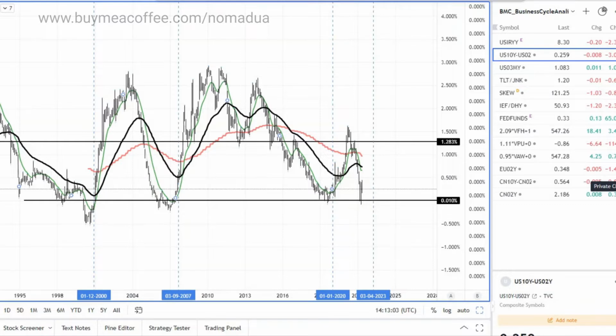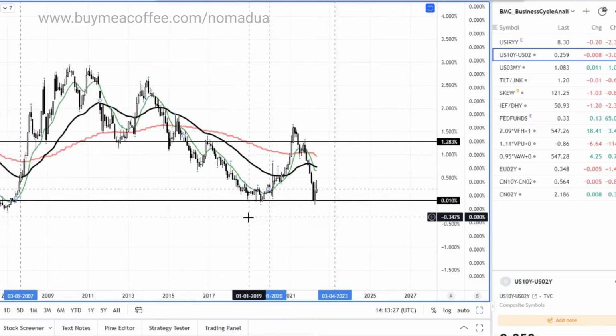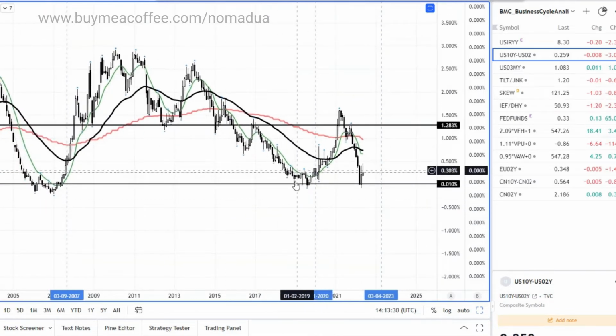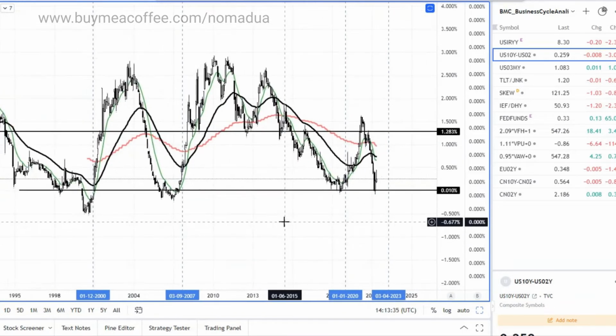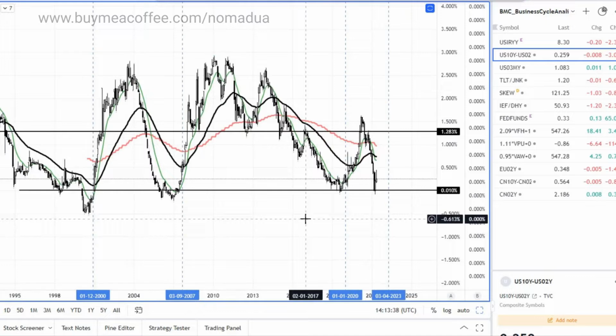Let's take a look at the yield curve. The yield curve is the difference between long-term treasury bonds and short-term treasury bonds. If the yield curve is flattening, so the difference is near zero or below, like here, we have a flattening curve state. That means that soon we should have a recession.